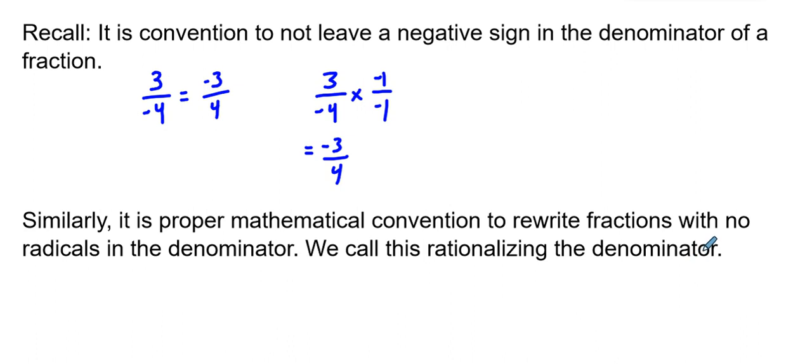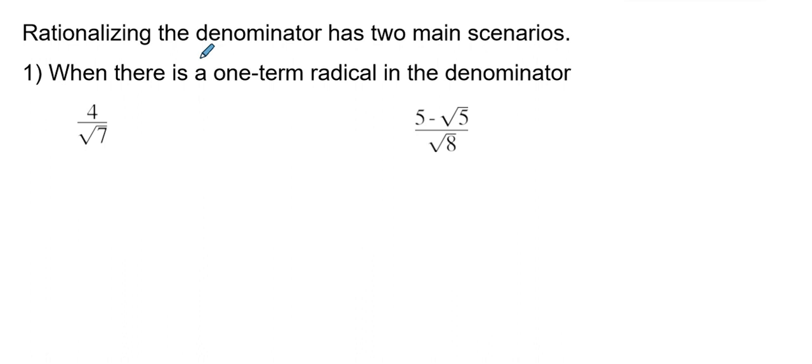Because of course radicals, square roots specifically, are all irrational numbers unless they are perfect square numbers themselves. That is, they are non-repeating, non-terminating decimals. And we don't want to leave those in the denominator of fractions if it can be avoided. So there are two main scenarios to rationalizing the denominator. So let's look at a couple examples. This first one has one term, radicals, in the denominator.